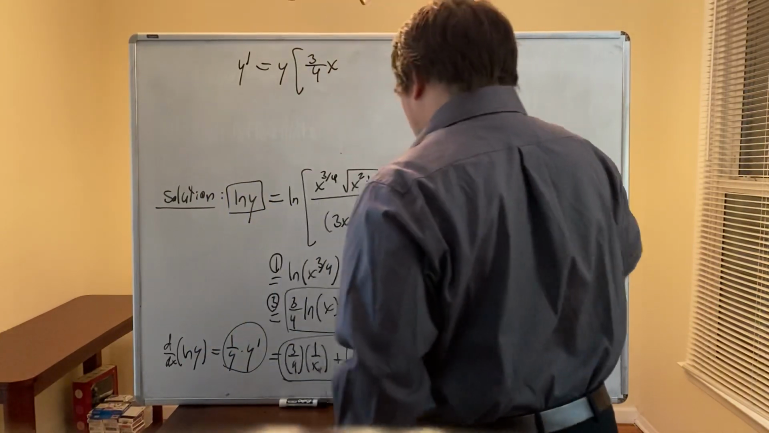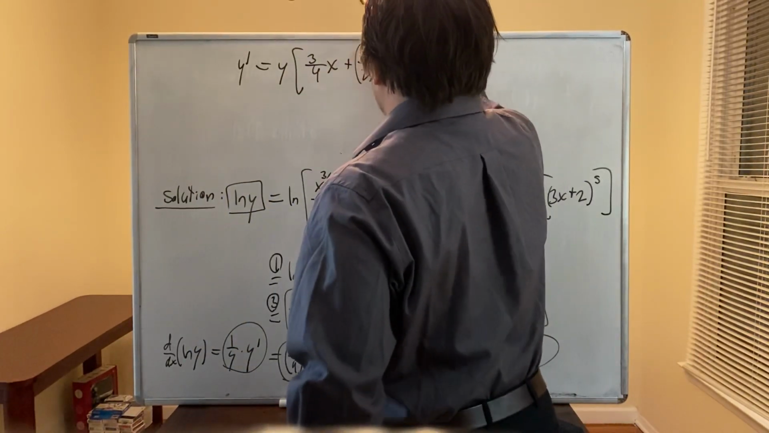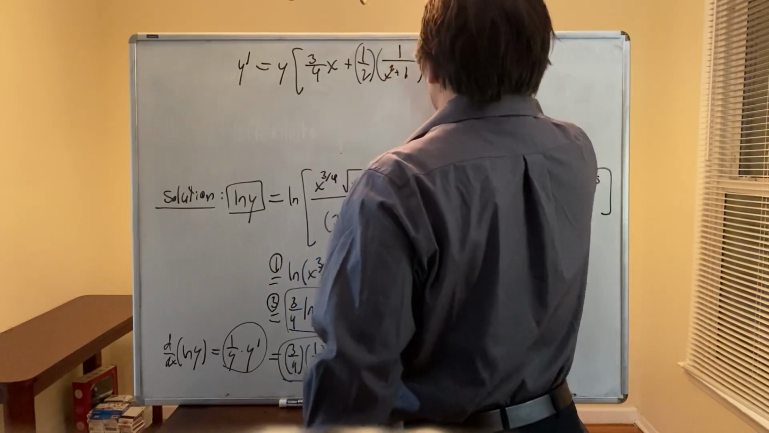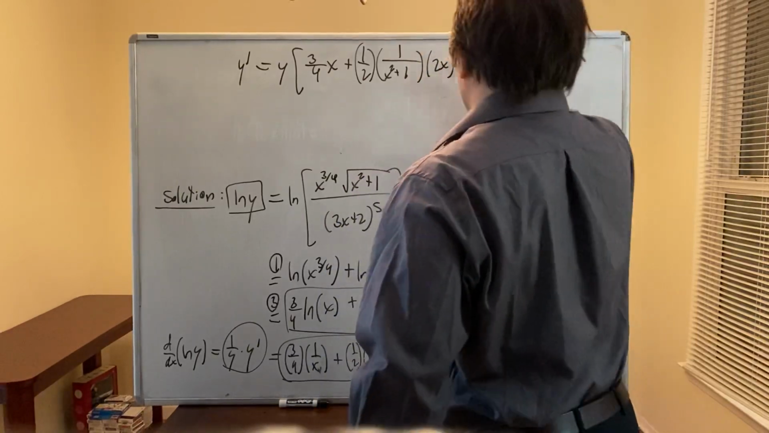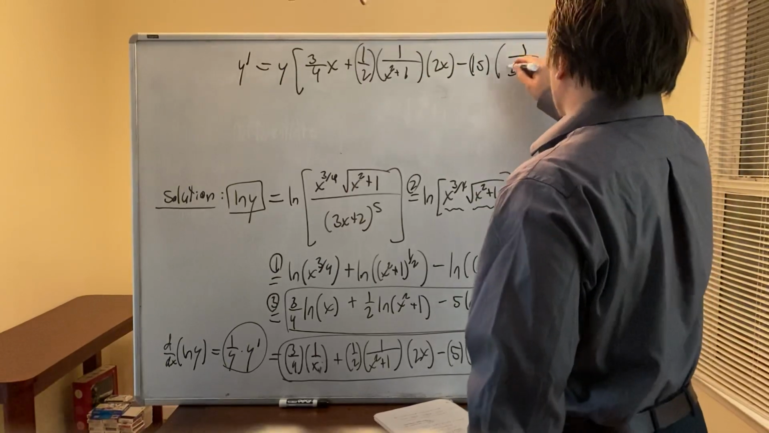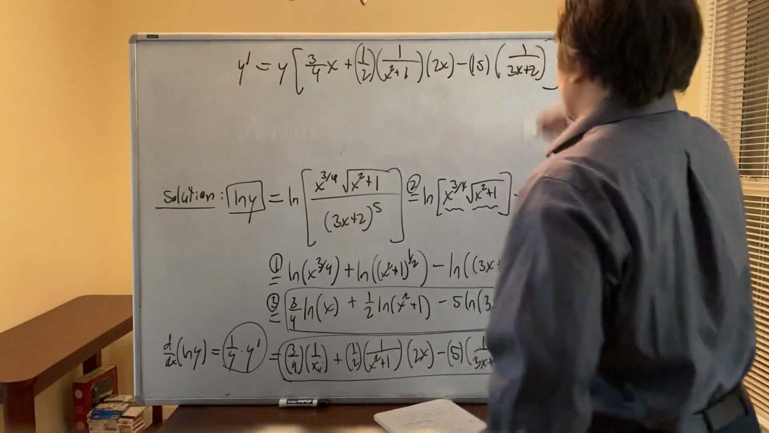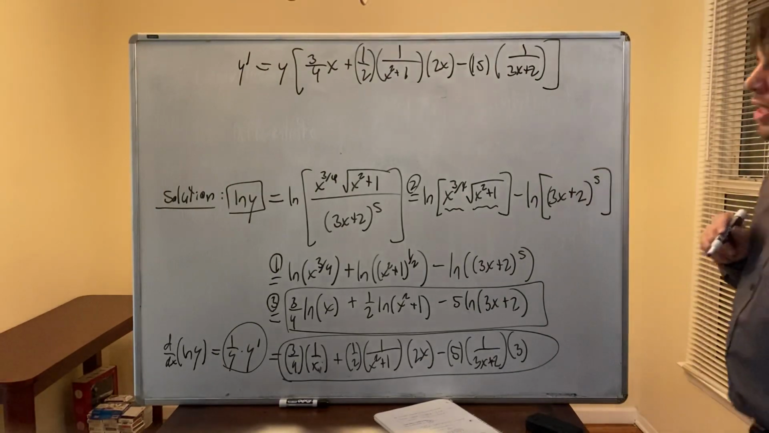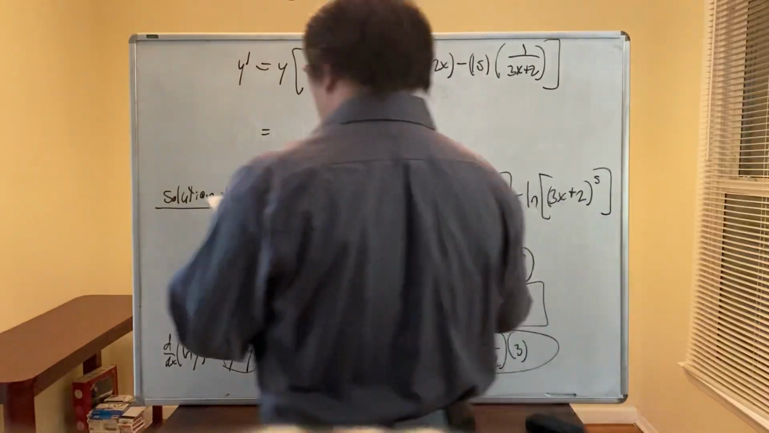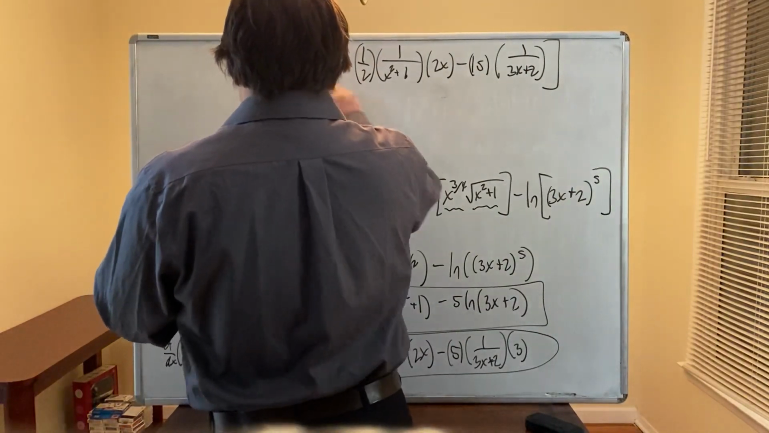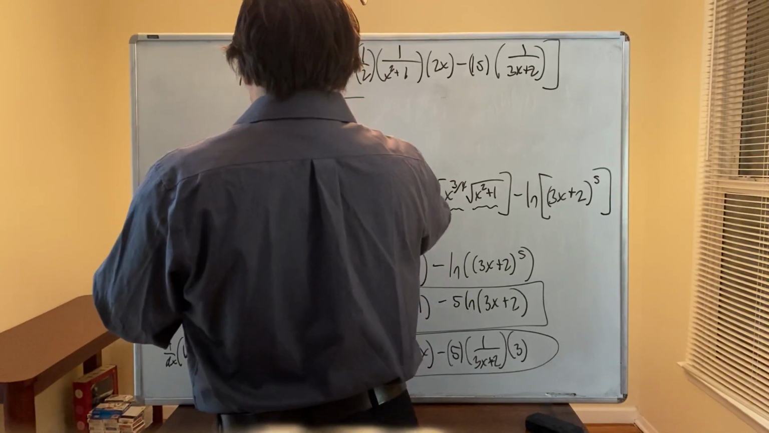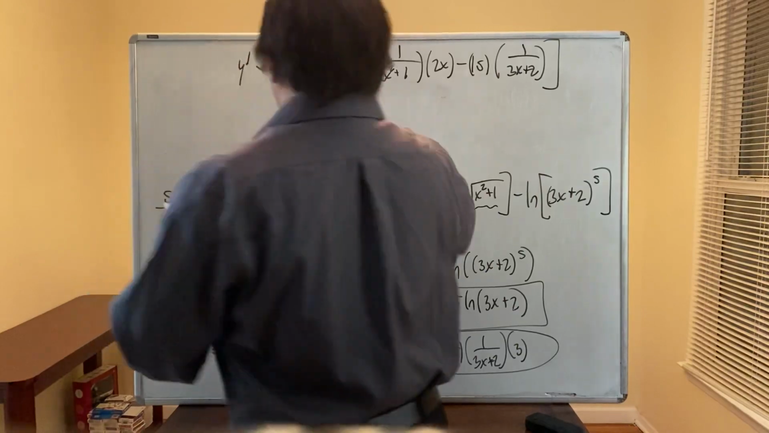3/4 x plus 1/2 times 1 over x squared plus 1 times 2x. Minus 5 times 3 is 15. I'm just simplifying things. Minus 15 times 1 over 3x plus 2. Good. Okay, and what's y? y was what we had originally. So y is equal to the original expression, which is x to the 3/4 times the square root of x squared plus 1 divided by 3x plus 2 to the 5th power. That's y.